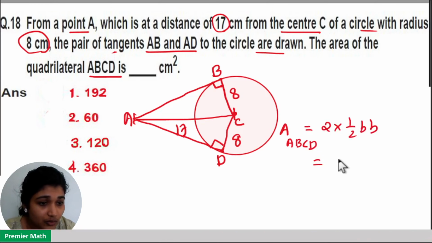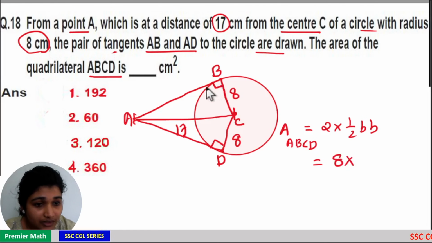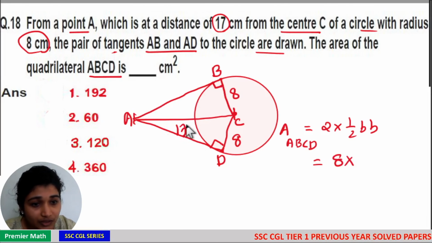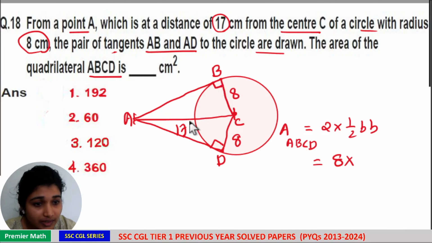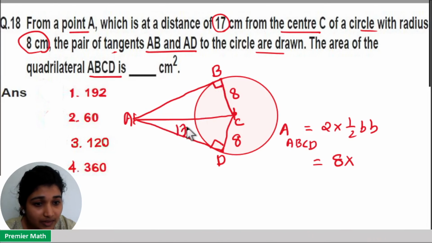That is equal to BH. Here B is equal to 8 centimeter. Now H is equal to AB or AD. So here, opposite to this 90 degree, is 17 centimeter. This is the hypotenuse.